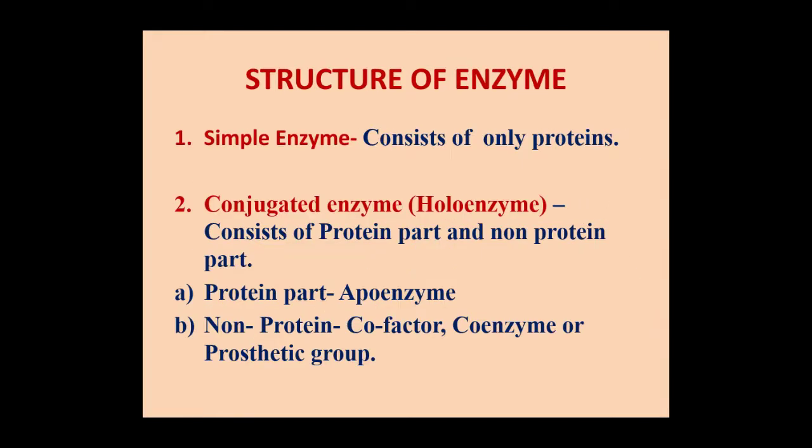Structure of enzyme. There are two types of enzyme: simple enzyme and conjugated enzyme. The simple enzyme consists of only protein, while the conjugated enzyme, which is also known as holoenzyme, consists of a protein part and a non-protein part. The protein part of the holoenzyme is called apoenzyme, and the non-protein part may be a cofactor, a coenzyme, or a prosthetic group.